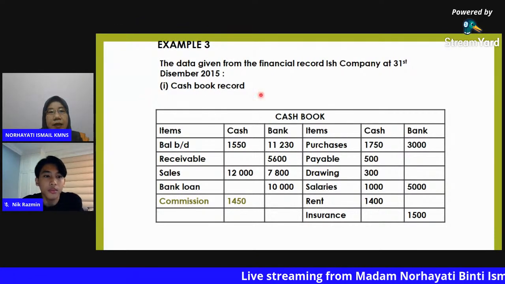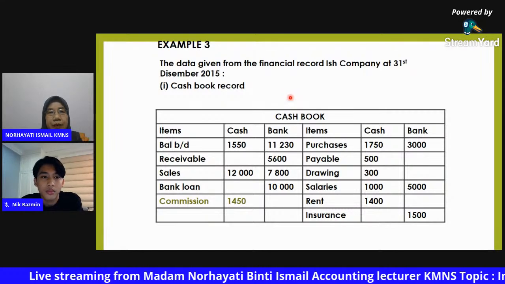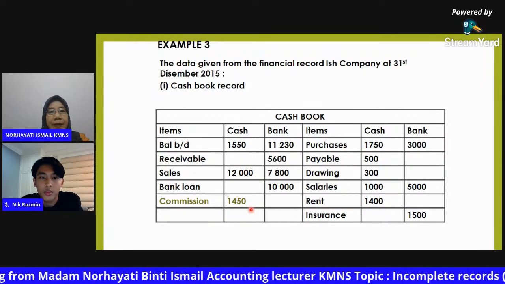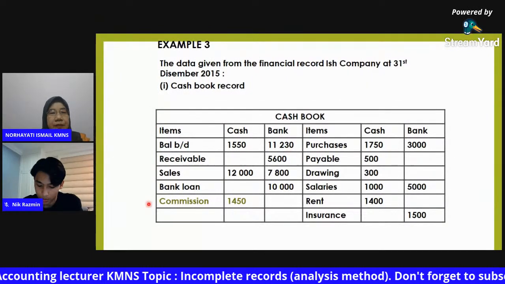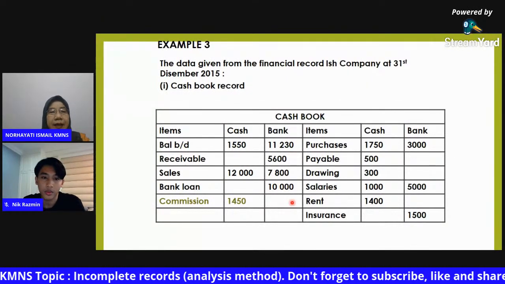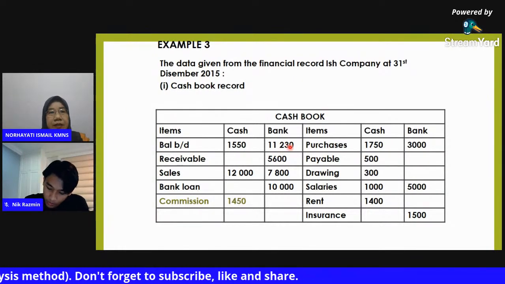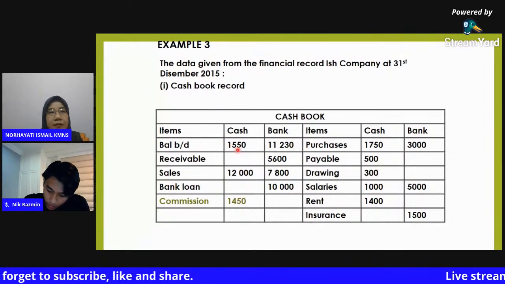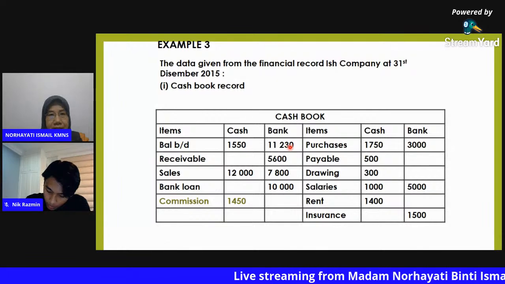In the cash book record, this one we call 2-column cash book. We have cash and bank. The debit side, this one is the debit side. That means we receive cash and we receive check. Okay, this one is the balance for cash and bank, the beginning balance.